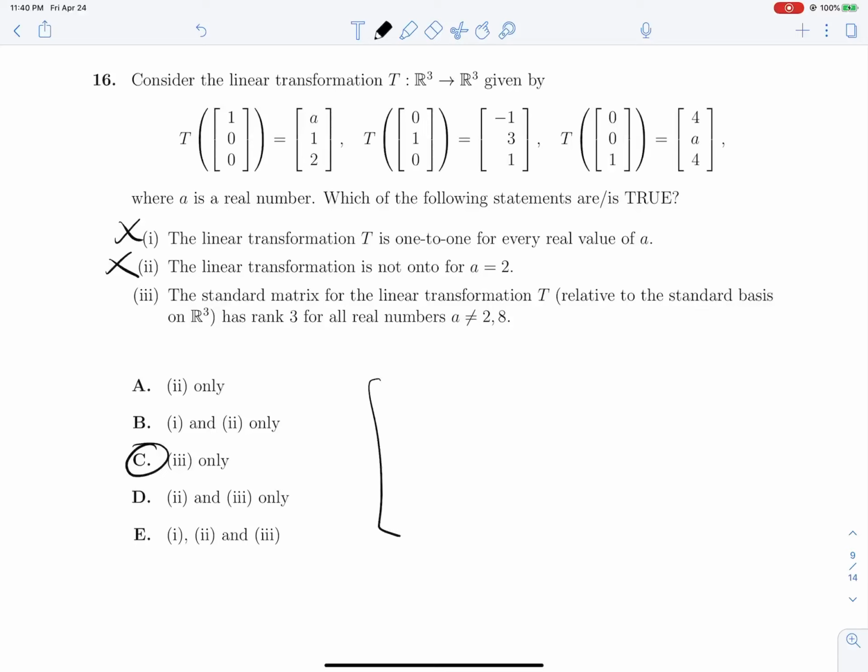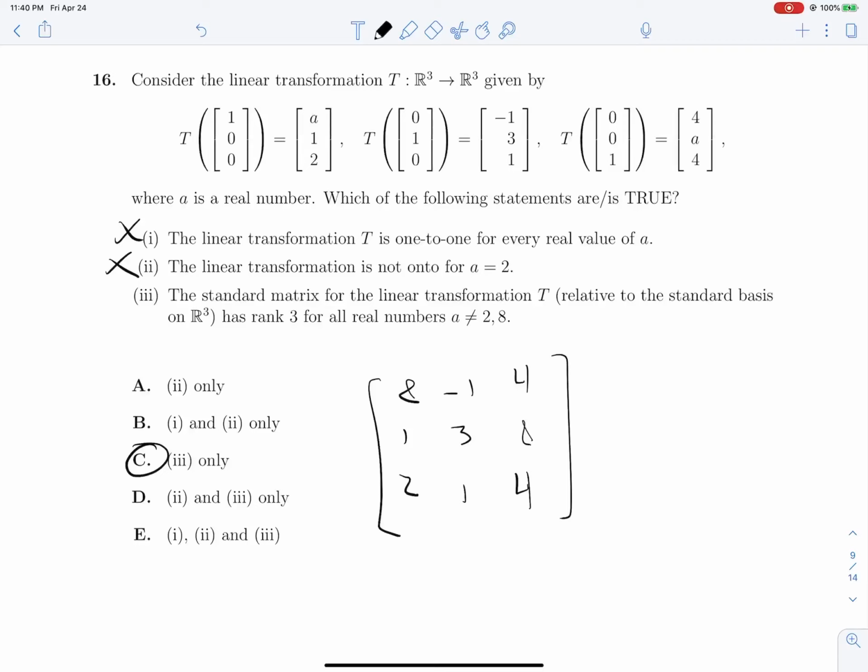So let's set up that standard matrix: A, 1, 2, negative 1, 3, 1, and for A, 4. A is equal to 8. Well, we know that A equal to 2 will lead to a matrix with rank 2, not rank 3. But what if we plug in 8? Let's just do that and solve away.